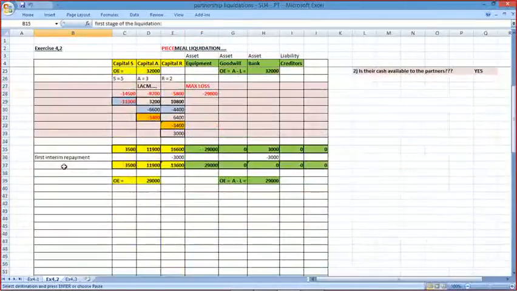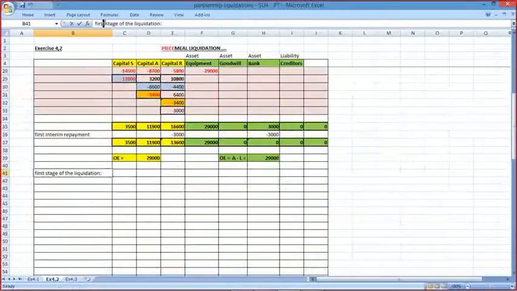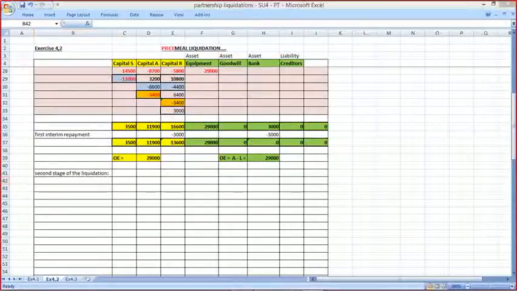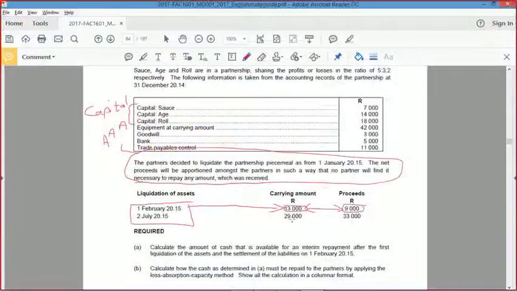Now we need to look at the second sale. So let me write that down. There, first stage, second stage now. So second stage, it's the final stage. Second stage of the liquidation, what happens? So they sold assets again.